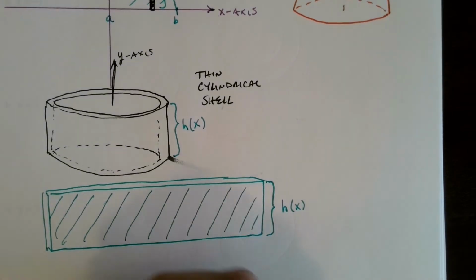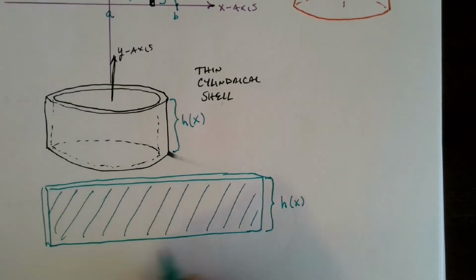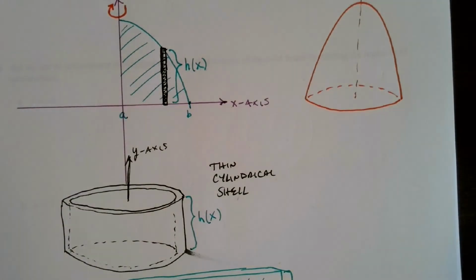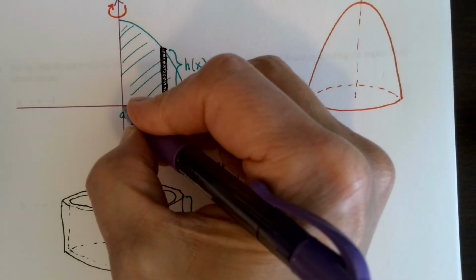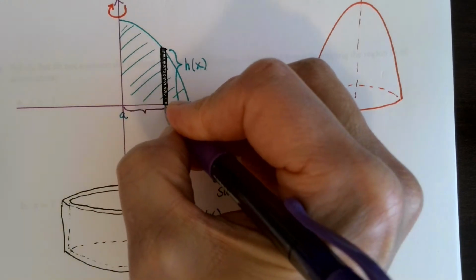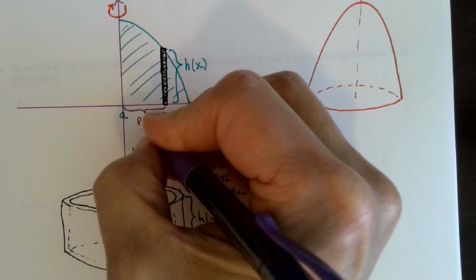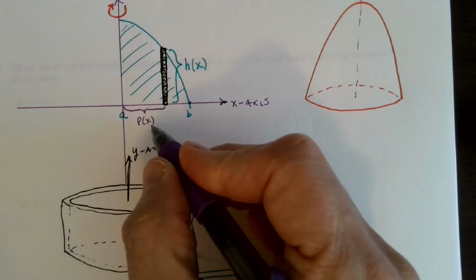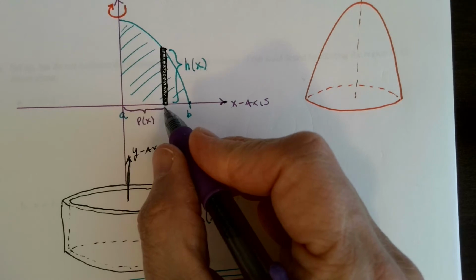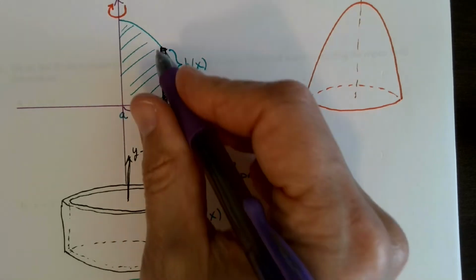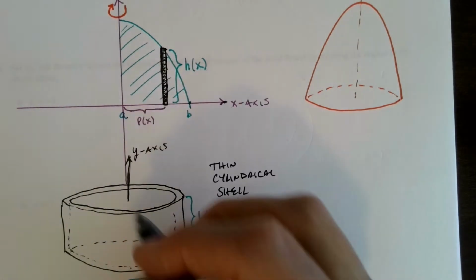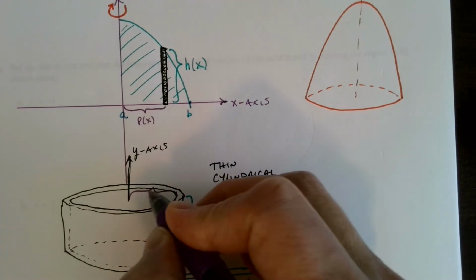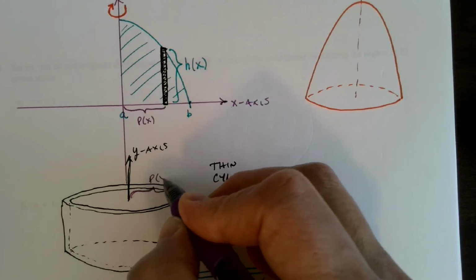And then what about the length here? What I'm going to do is, when we do this rotation, I'm going to say that there's some distance from here to here. Now this distance is x, but in general I'll just say this is p of x because it may not be x. But in this case, p as a function of x is equal to x. That's how far out this arbitrary rectangle is. And that's important because that's the radius of this thin cylindrical shell, p of x. Okay.